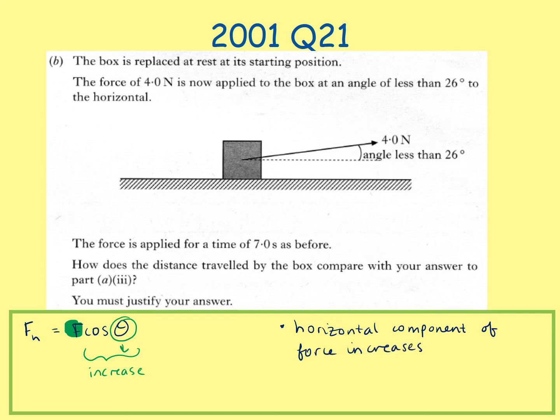And if the horizontal component of the force increases, remembering the second equation we used, which was our unbalanced force equal to ma, which remember was equal to our horizontal component of the force. If that is increasing, then our left-hand side of the equation is going to increase. The mass stays the same, so that means the acceleration must increase. So that can be our second bullet point.